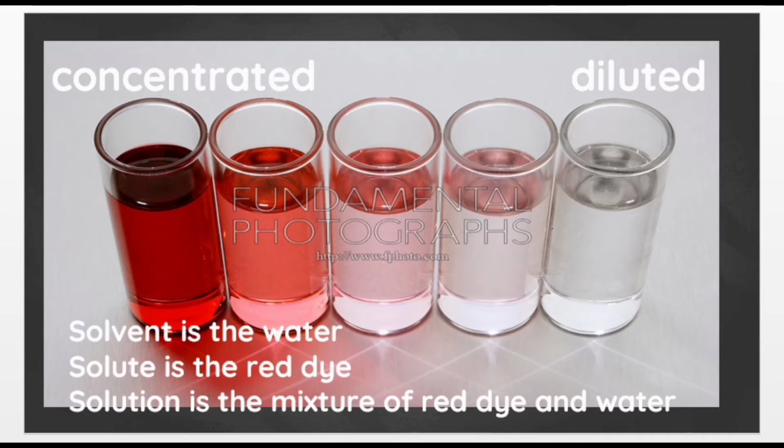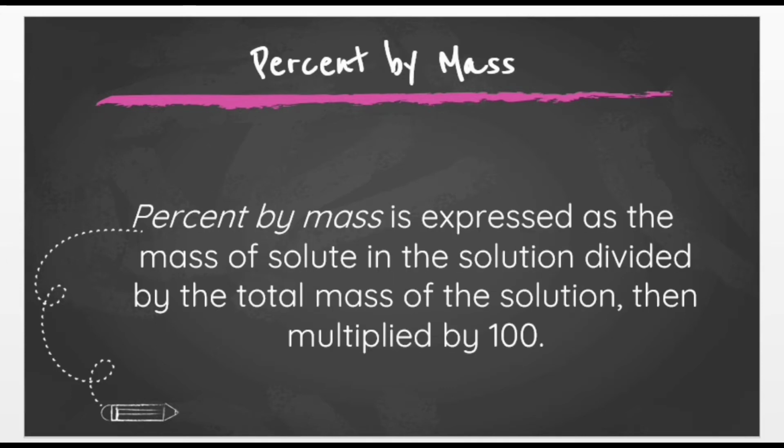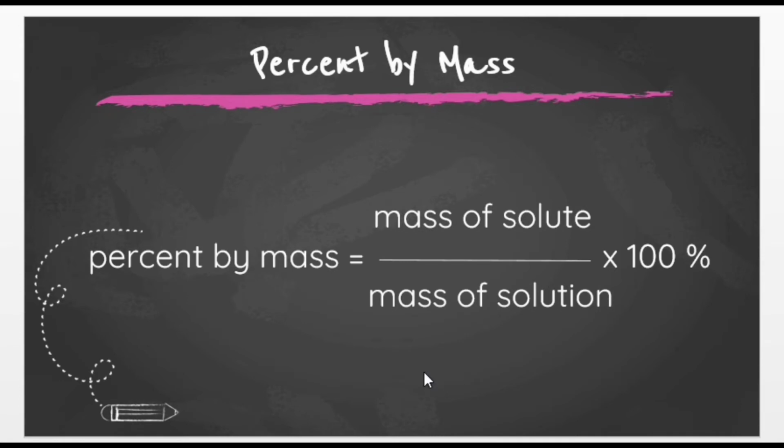So, let's go now to quantitative expressions of concentrations. It has two ways, which is percent by mass and percent by volume. Percent by mass is expressed as the mass of solute in the solution divided by the total mass of the solution, then multiplied by 100. So this is the formula of percent by mass.